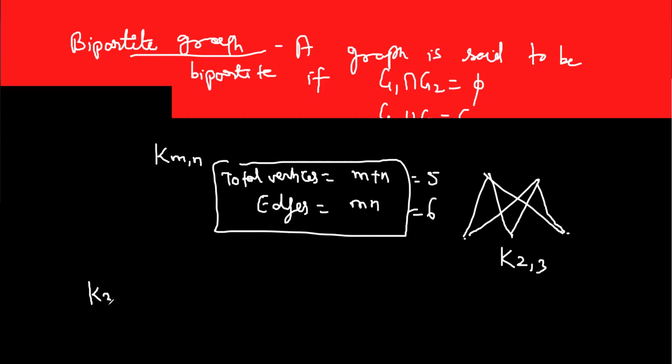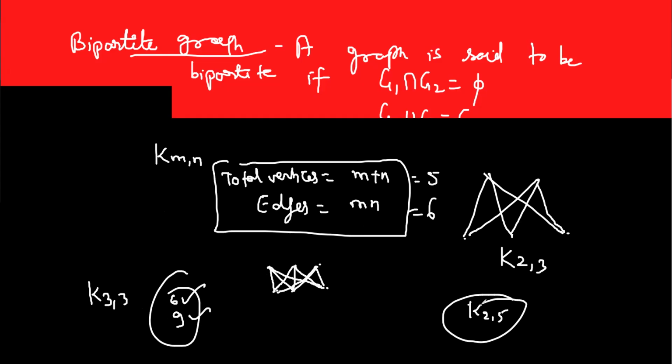If I ask you to draw K3,3, it means every 3 vertices of one part are connected with the other 3 vertices. So how many edges? 9. Number of vertices 6, edges 9. Also draw K2,5.